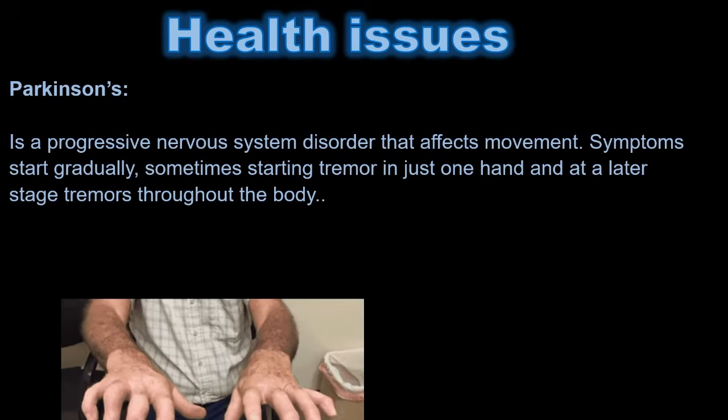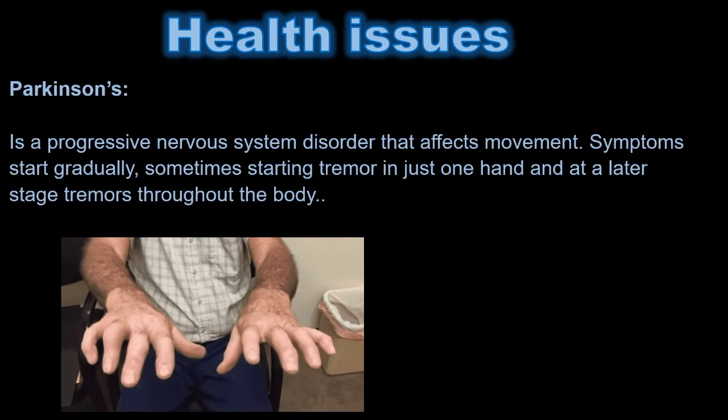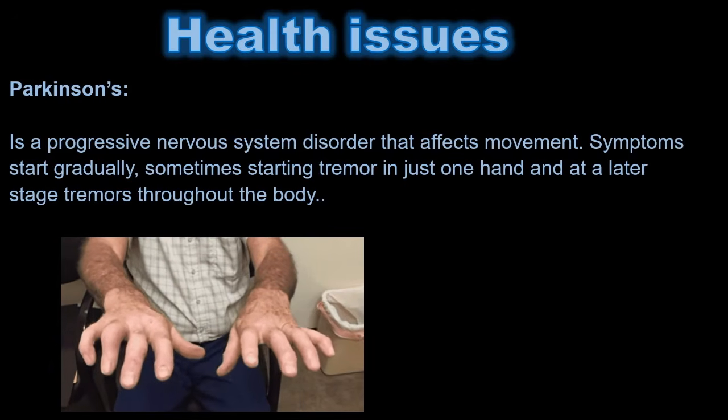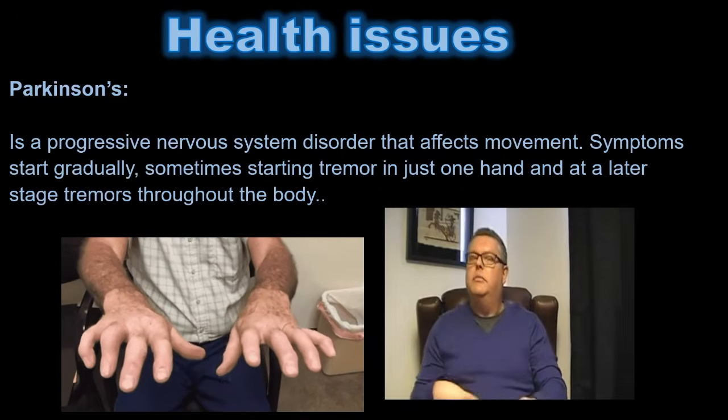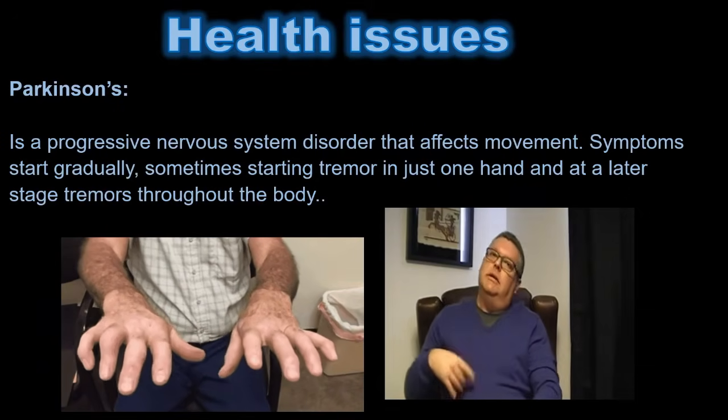The next health issue, which is also a degenerative disorder, is a progressive nervous system disorder that affects movement. Symptoms start gradually. Sometimes it starts with small tremors in the hands, and later on it is tremors throughout the body.